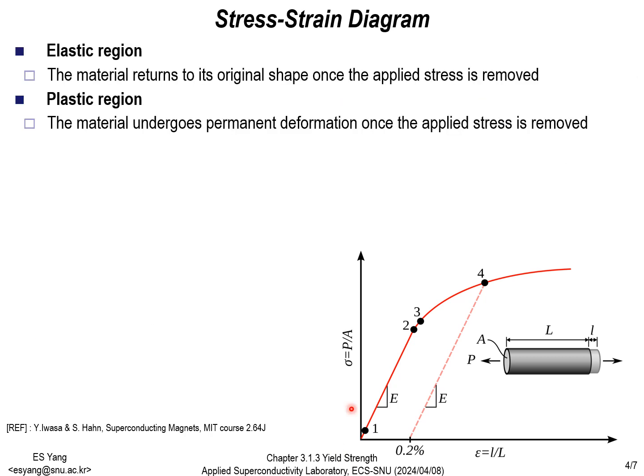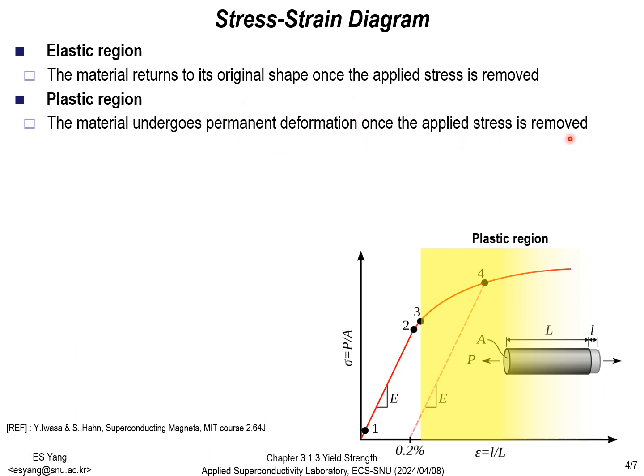First, the elastic region. This area refers to the region where the material can return to its original state when stress is applied and then removed. The plastic region, unlike the elastic region, refers to the area where permanent deformation occurs when stress is removed.